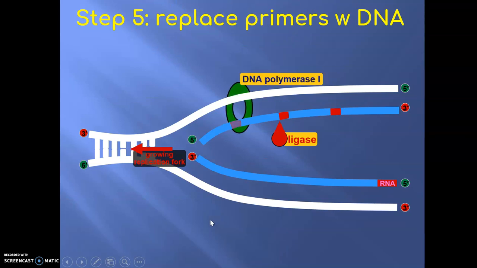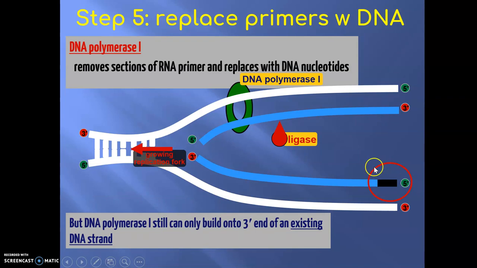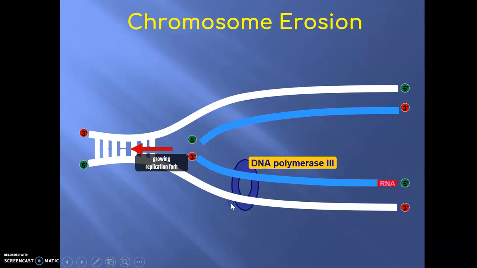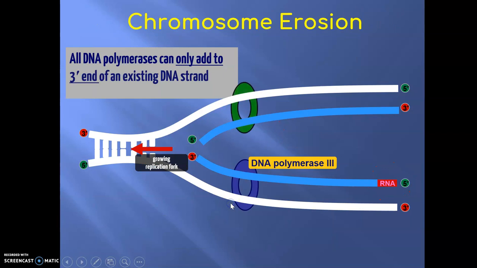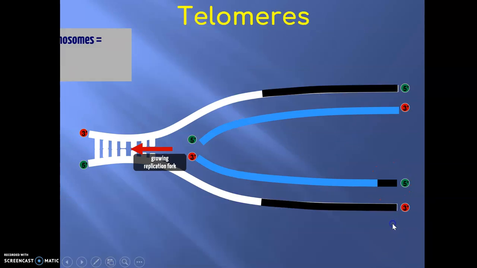Step 5, we're going to replace the primers with DNA themselves. So DNA polymerase I is what's going to come in, remove those primers, and put the correct DNA nucleotides. But once again, it can only build onto a 3' end of an existing DNA strand. Okay? So you have loss of bases at the 5' end in every replication because the chromosomes get shorter with each replication. So there's a limit to the number of cell divisions.